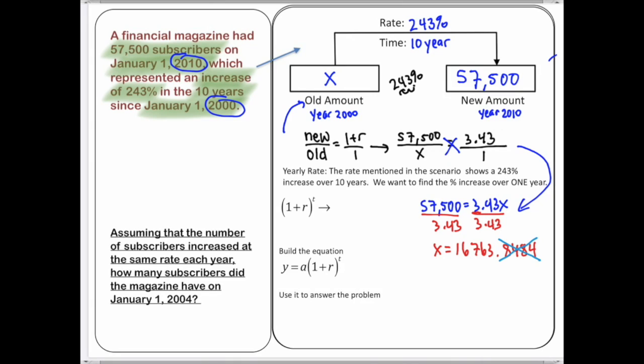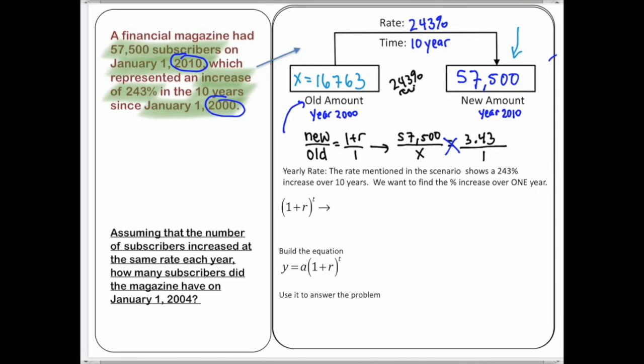And so what we're going to do is say, well, what was the old amount? The beginning amount that we started off with, our old amount rather, I'm going to just put right in the box for ease of instruction here. So, we started off 10 years ago with 16,763 subscribers, and 10 years later, we ballooned up to 57,500. Okay, so now, since we have the percent and all this information, let's start to tackle the second part.